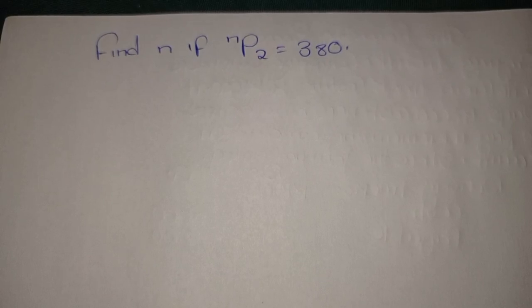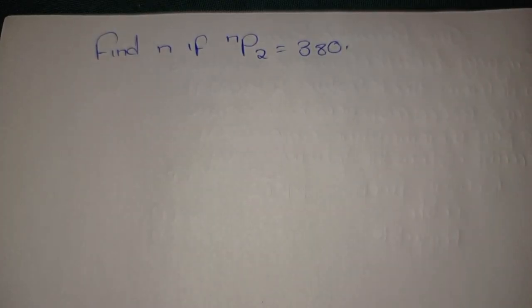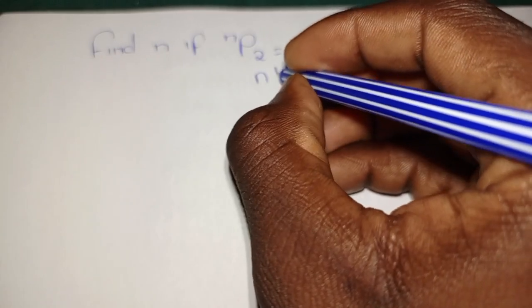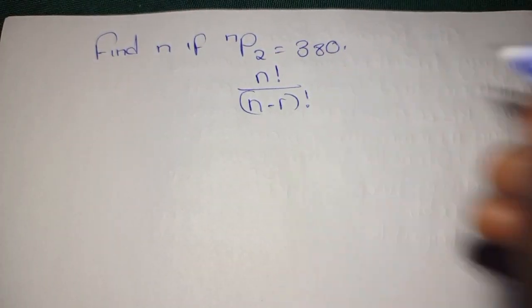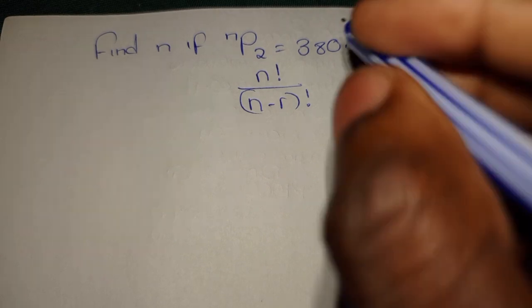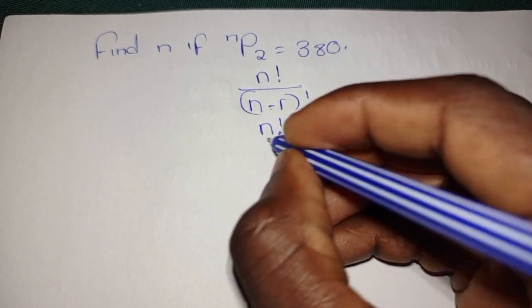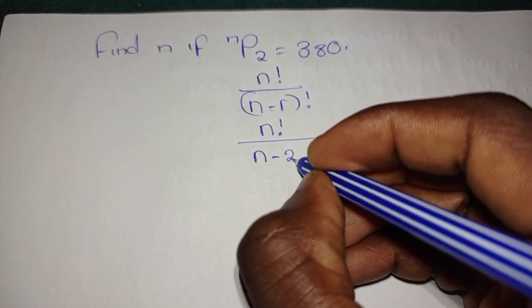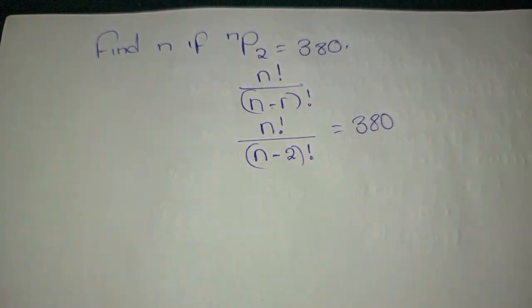So today we have one interesting question which reads: find n if nP2 is equal to 380. So we know for sure that permutation is basically n factorial divided by (n minus r) factorial. This is the formula for permutation. So we have n factorial divided by (n minus 2) factorial equal to 380.